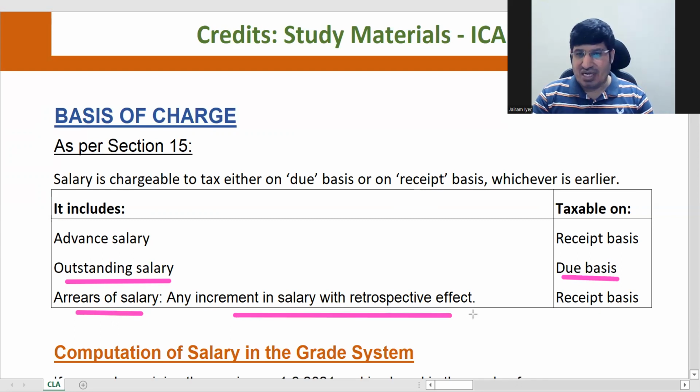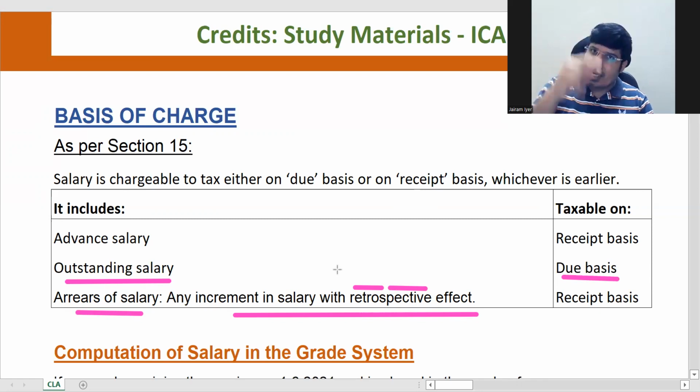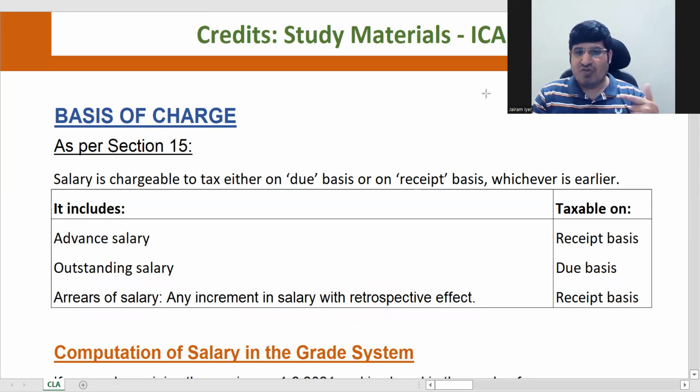Any increment of salary with retrospective effect. Retrospective means applying to the past as well as the future. Prospective means only in the future. Retrospective means it applies from a previous date and continues ahead in the future. In our example, when you got arrears from 2 years back, that is retrospective effect. This is taxable on receipt basis, so whenever you receive that amount, for example the 1,20,000, it will be taxable.